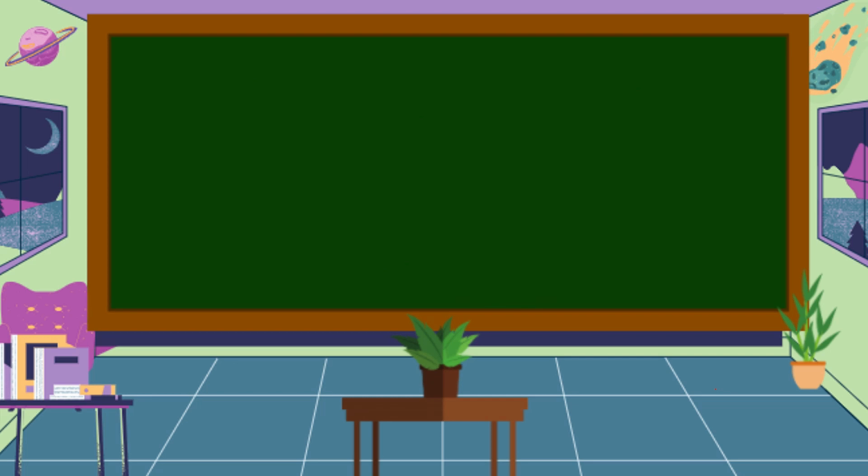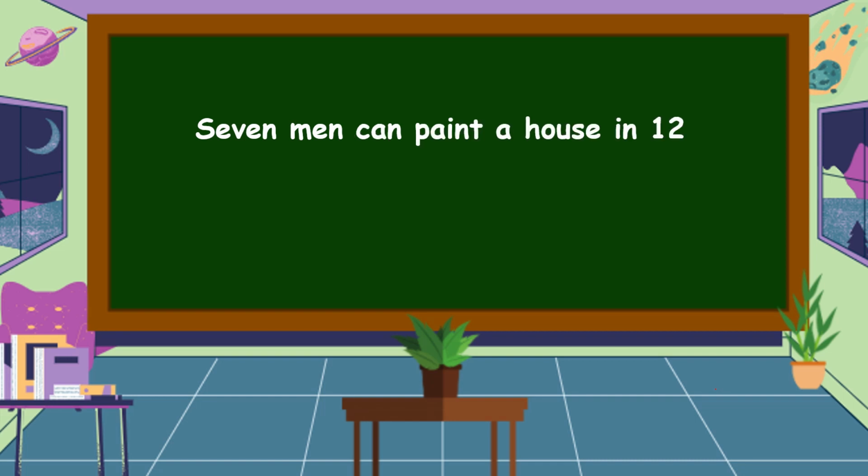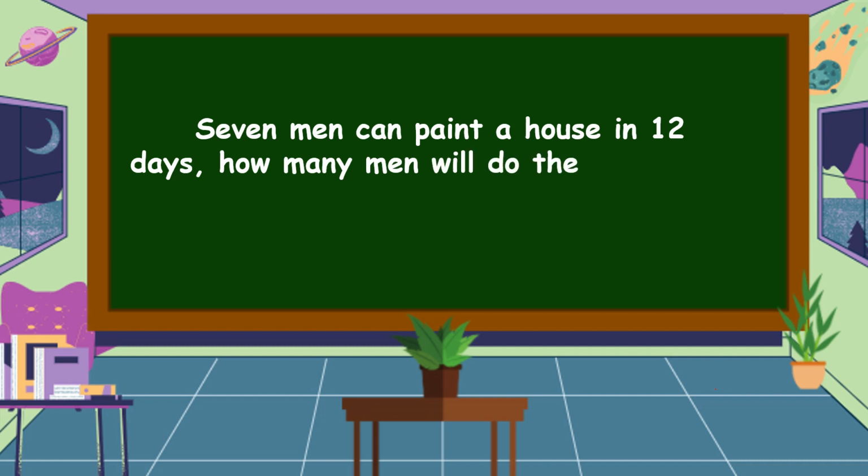Our third problem. 7 men can paint a house in 12 days. How many men will do the same job in 14 days? This problem is an example of inverse proportion. As the number of days increases, the number of men decreases.